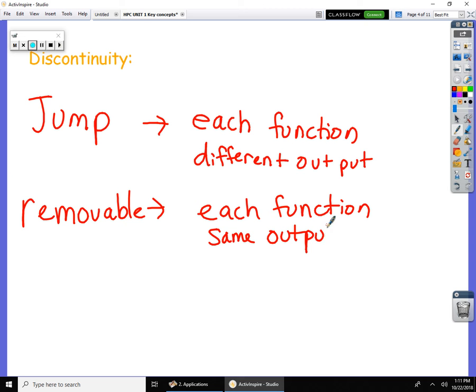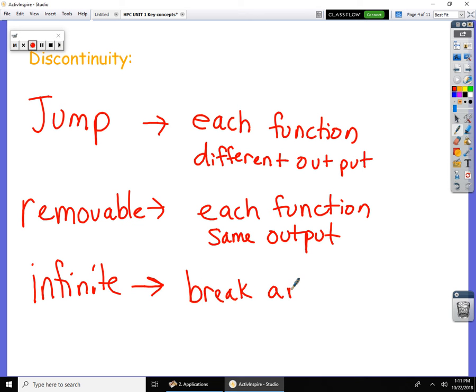All right, and what's the final type of discontinuity? Infinite. And this is all going to be important because when you go to take calculus, you'll do it this algebraic way. You'll plug it into each of the functions. If they disagree, it's jump. If they agree, it's removable. Infinite is if I break a rule, if one of the functions breaks a rule with the restriction.